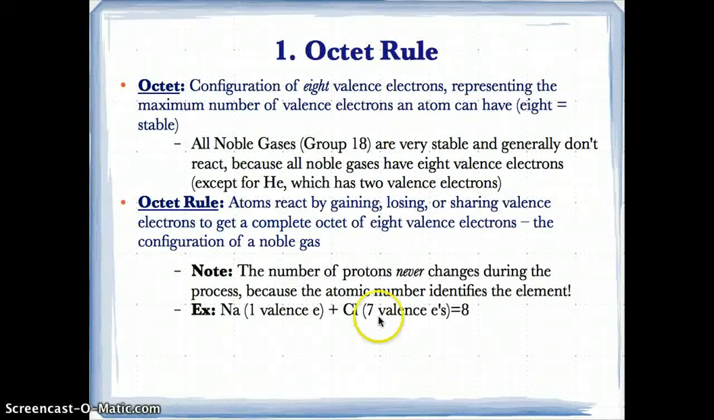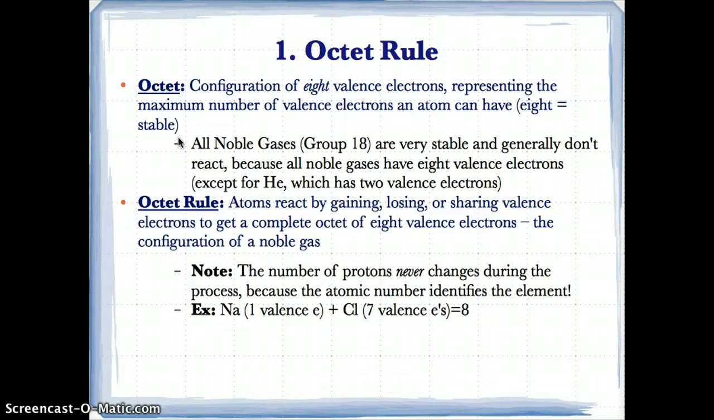First, let's talk about something called the octet rule. An octet refers to a configuration of eight valence electrons, because oct is a prefix for eight. So an octet, again, refers to a configuration of eight valence electrons, representing the maximum number of valence electrons that an atom can usually have. And this is because eight valence electrons means that the atom of the element is stable.